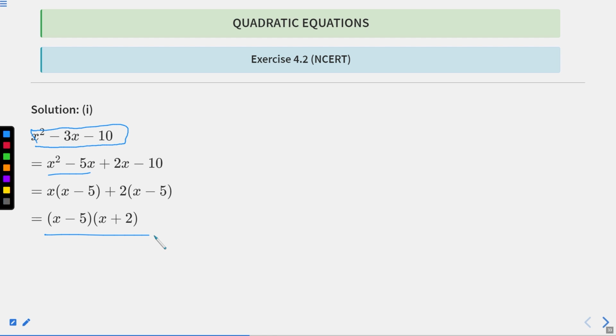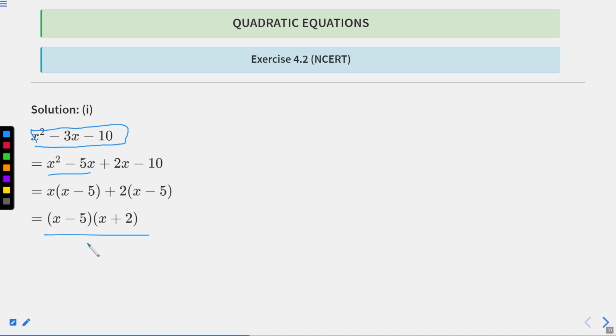Basically we have split the middle term minus 3x as minus 5x plus 2x, so that the product of minus 5x and 2x is equal to minus 10x square. And we get the product of these two linear factors, x minus 5 times x plus 2.